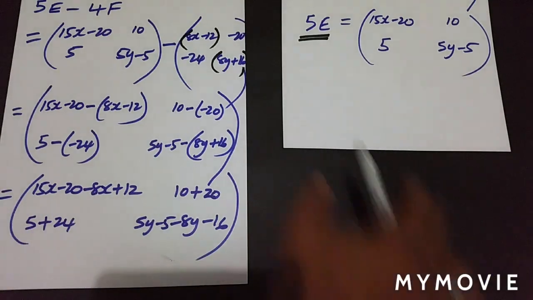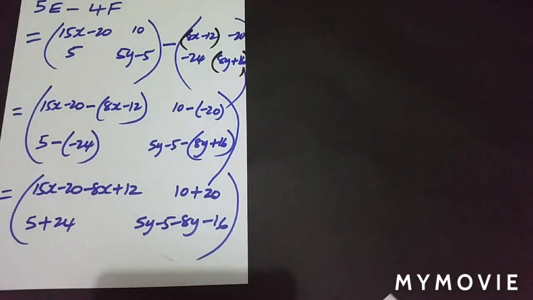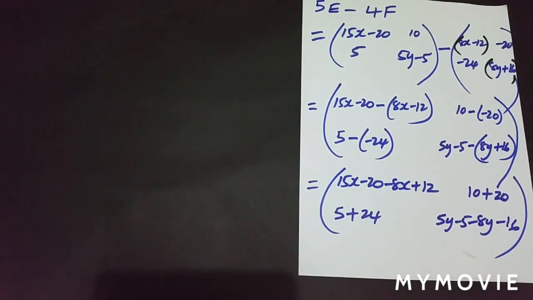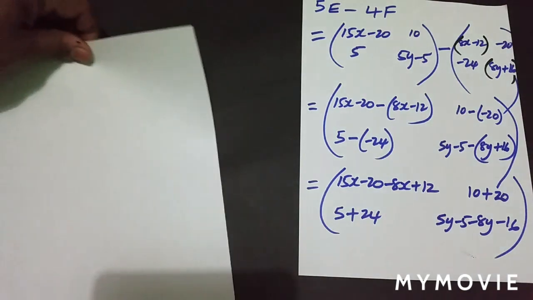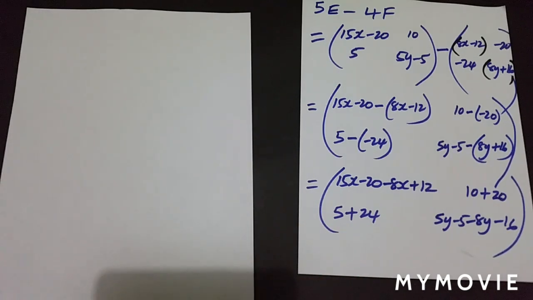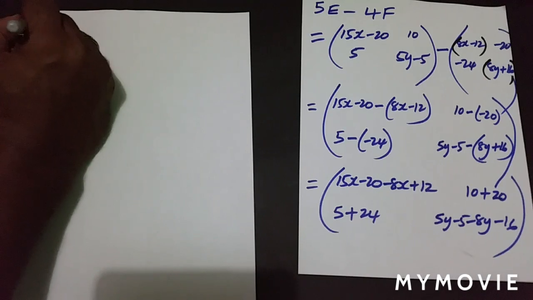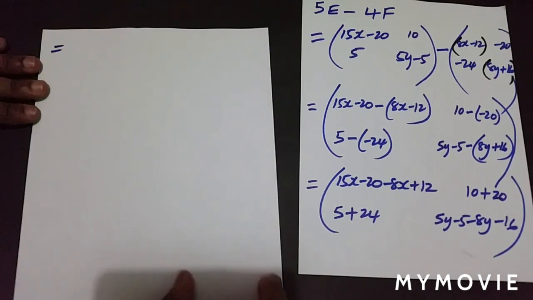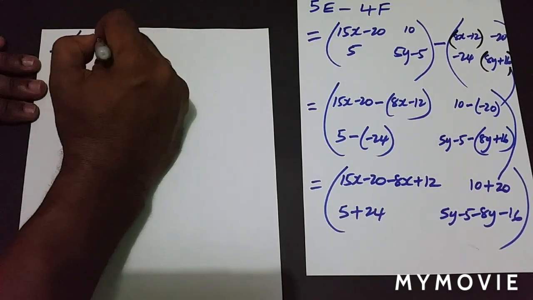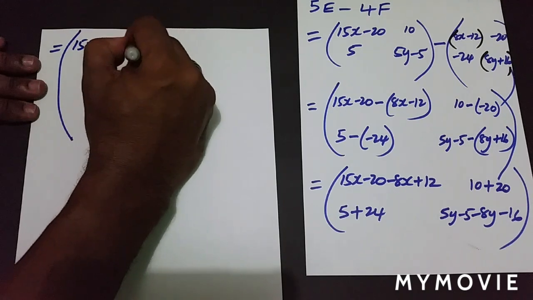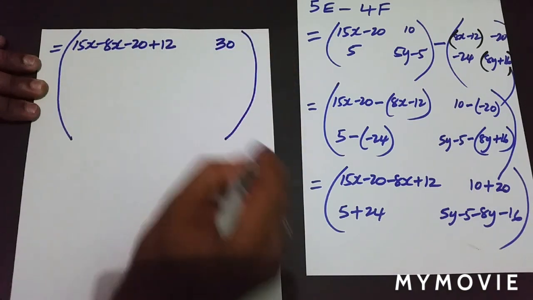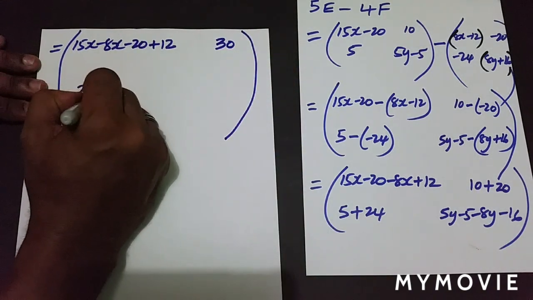So I'm going to remove these, running out of space. I'm going to put this across here so we can see what's happening. And we need to wrap up the solution to this problem on this last sheet. All right. So here, what we're going to do is just group the like terms. So it would be 15x minus 8x, minus 20 plus 12. 10 plus 20 is 30. Here, 5 plus 24 is 29.